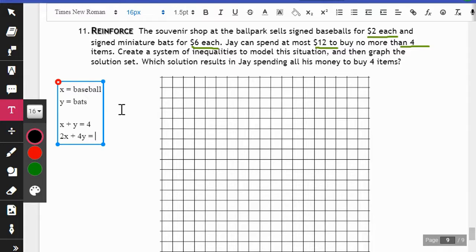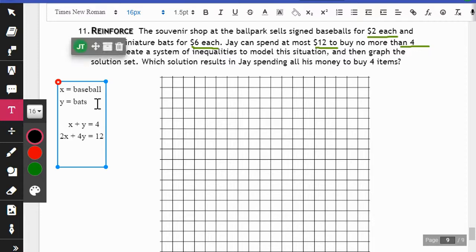And the total is $12. That's our money equation. Okay, so what do we end up with here? We need to, oops, I did not use these as equations. I need to use these as equations.